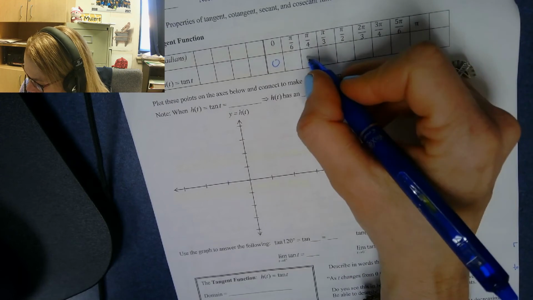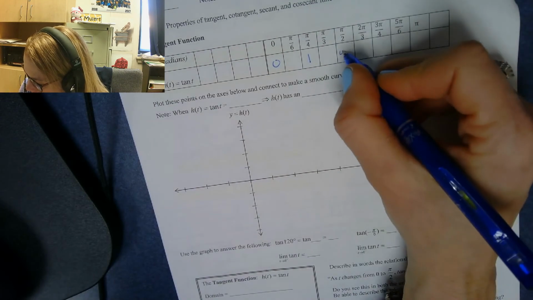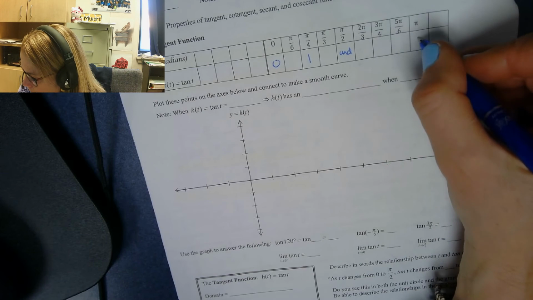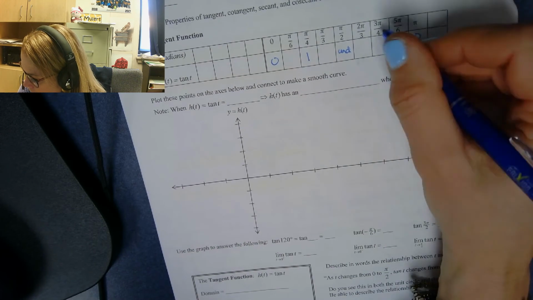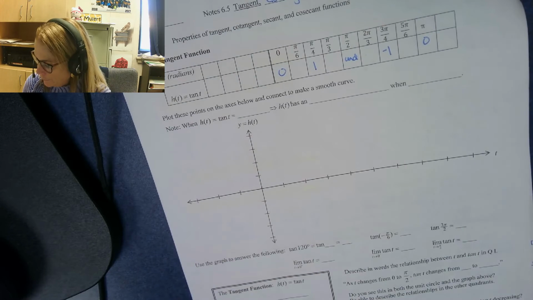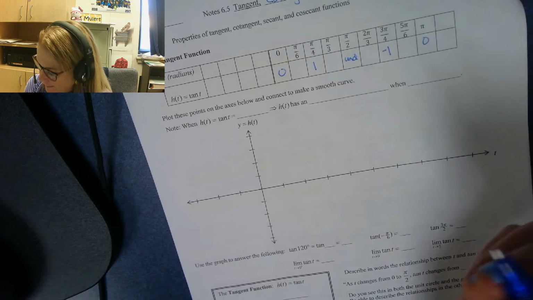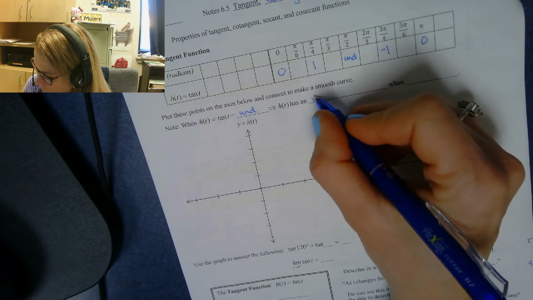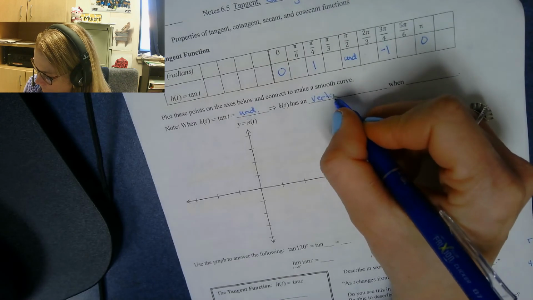0, 1, undefined. I'm just going for the quadrantals here. And back to 0. And I'm also going for the 45s because they're easy. Okay, so let's put those in. Okay, so undefined, when tan is undefined, then we have a vertical asymptote.